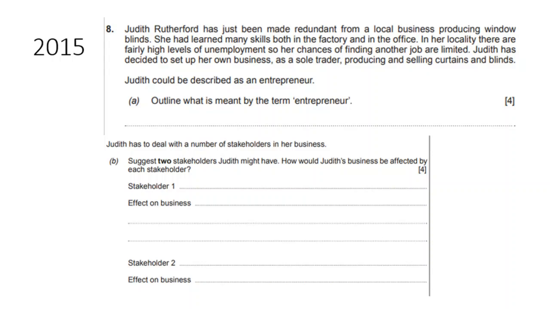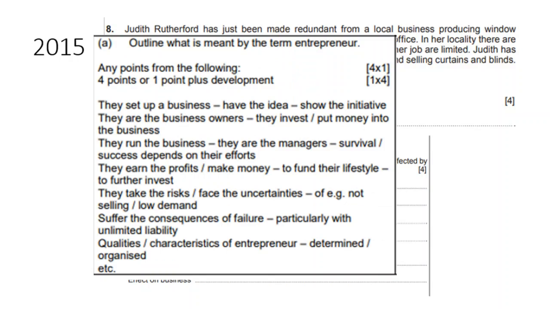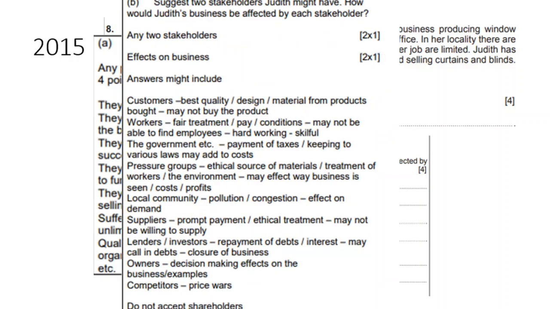Okay, so let's have a look at the stakeholders. We looked at an entrepreneur last time, so I'm not going to go through that one again. It's more this one that we're looking at. Suggest 2 stakeholders Judith might have, and how would Judith's business be affected by each stakeholder? It's 4 marks, so you need to suggest 2 stakeholders and the effects on the business. Customers would want the best quality, the best design, maybe material from the products bought, and if they don't get it, they may not buy the products again, or they might give bad reviews.